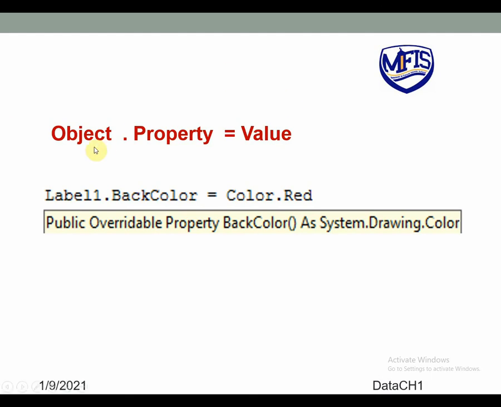Object name or control name dot property equal value. If you can remember with me, chapter 4 in the first term was talking about coding and how to adjust the properties programmatically, and we said that to adjust or to set the property programmatically or by coding, we have to write this code: control name dot property equal value.